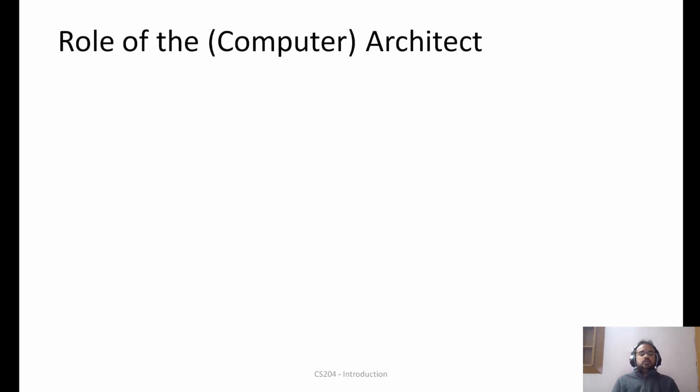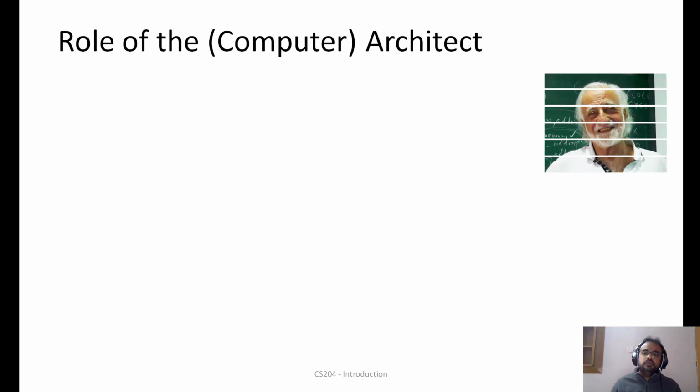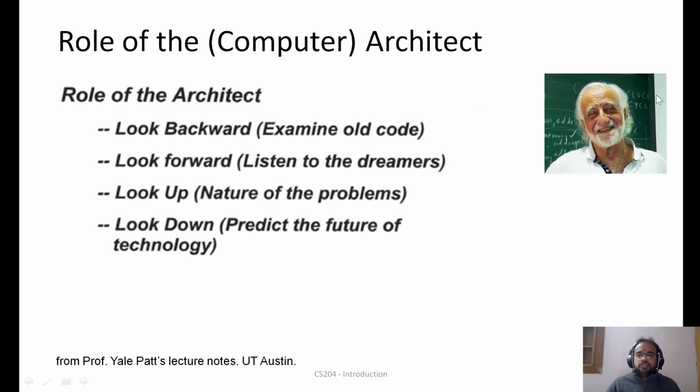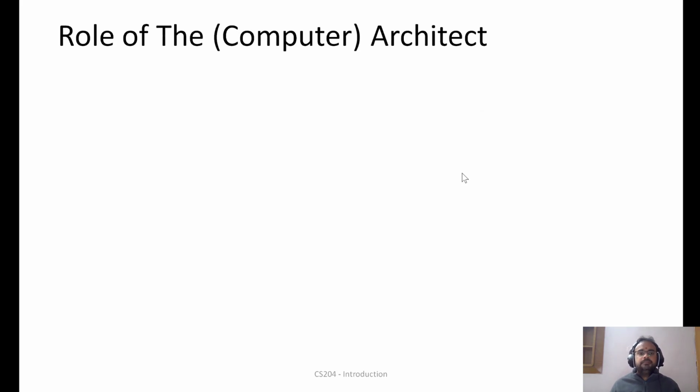Now I would like to touch on the very specific role of the computer architect. What is the role of a computer architect? So here we have Professor Yale Patt from UT Austin. He's a very influential person in the computer architecture field. He has defined that an architect should look backward, forward, up, and down in all the directions to make a well-informed design choice. Now, what does it mean?